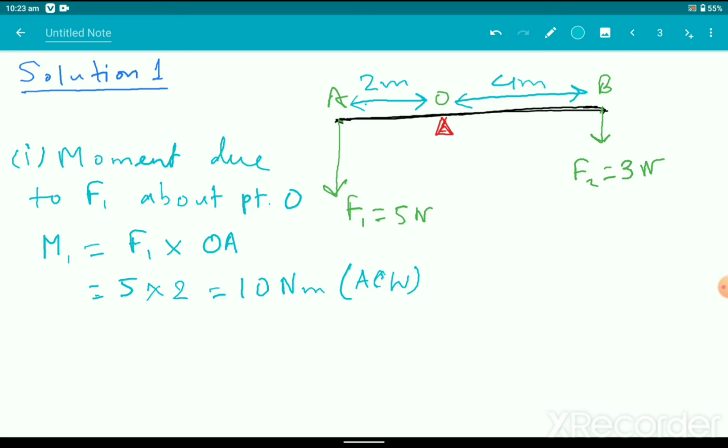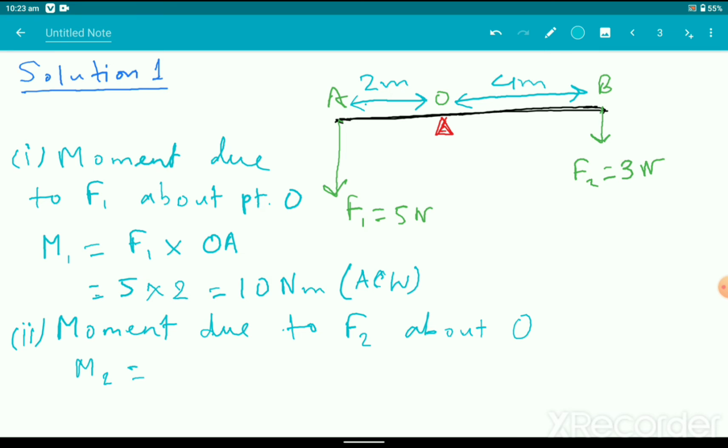Okay, next coming to subpart 2: what is the moment due to the force F2? Seeing the solution of the first part, I think you can easily do the second part also. Moment due to F2 about point O. Let us consider it to be M2. It will be equal to F2 into the perpendicular distance, which here is OB.